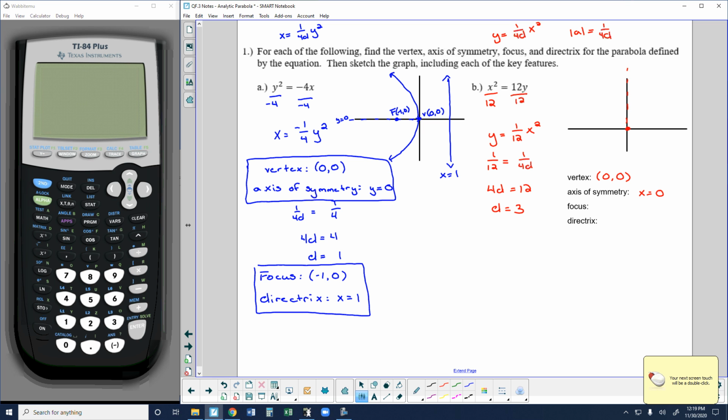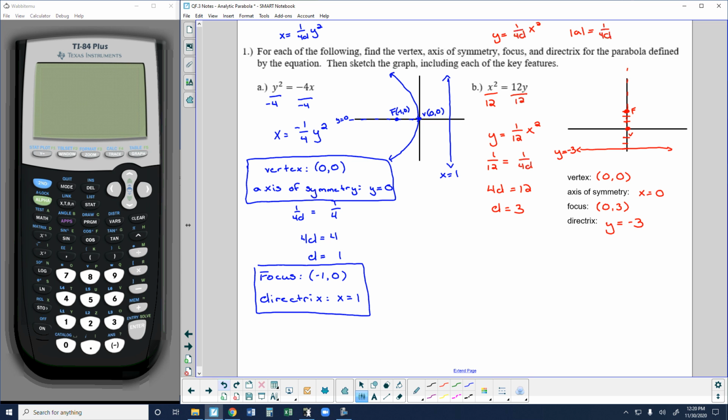So what I would do is move up 3 units: 1, 2, 3. I'll just go ahead and sketch those on the graph here. And this is my focus. Label this point as F and this point as V. So my focus F would be at 0, 3. My directrix would be 3 units down from the vertex: 1, 2, 3. So my directrix would be a horizontal line. Let's try to make it actually go through that value. There we go. Horizontal line where y is equal to -3.